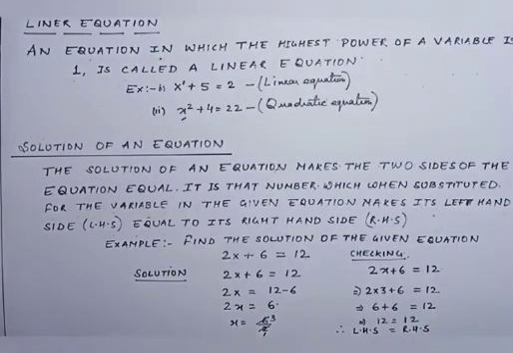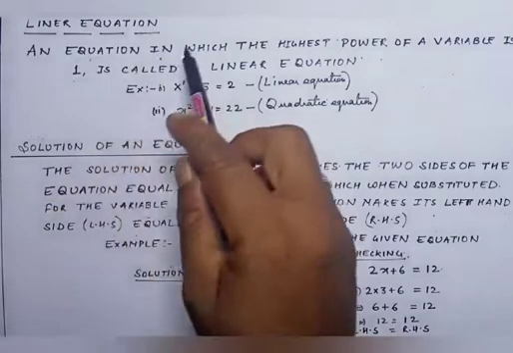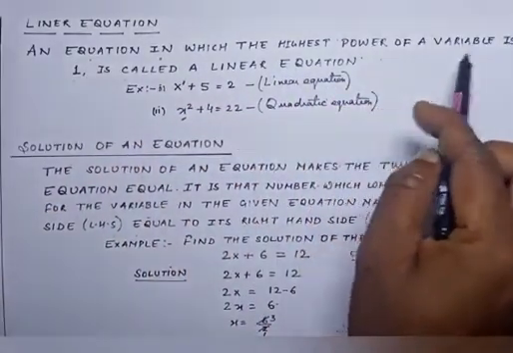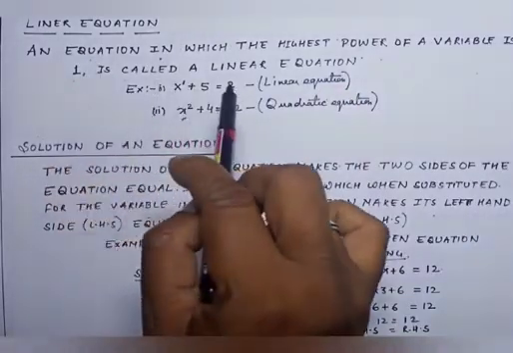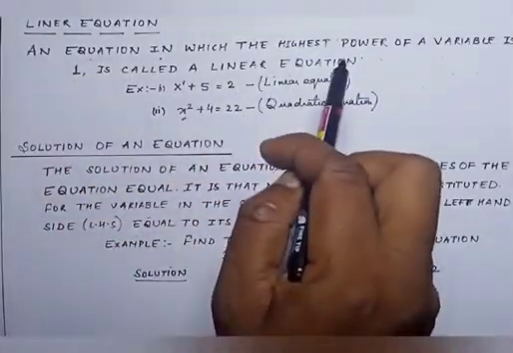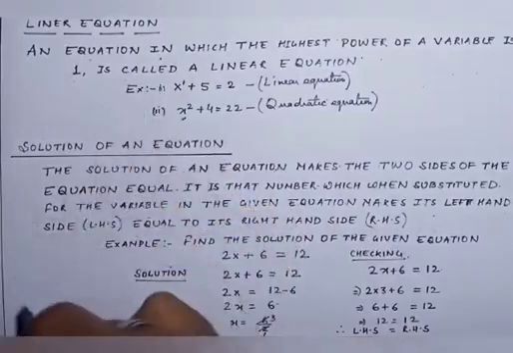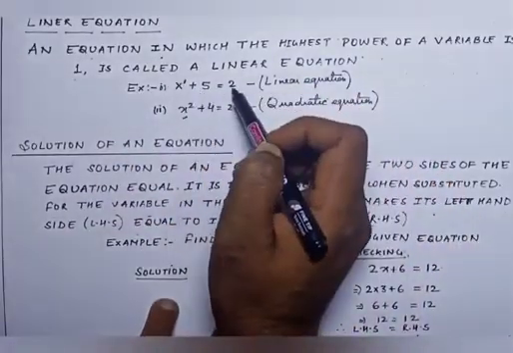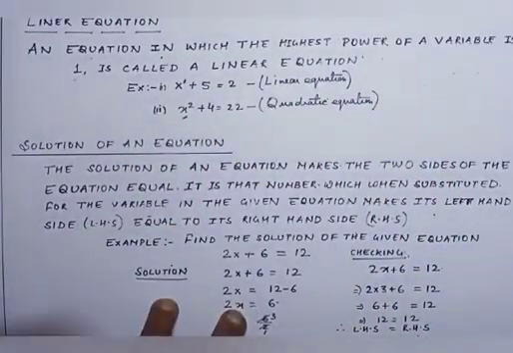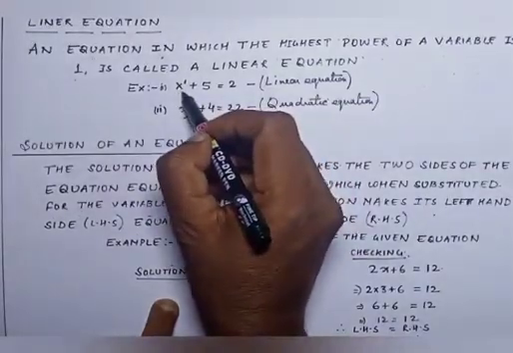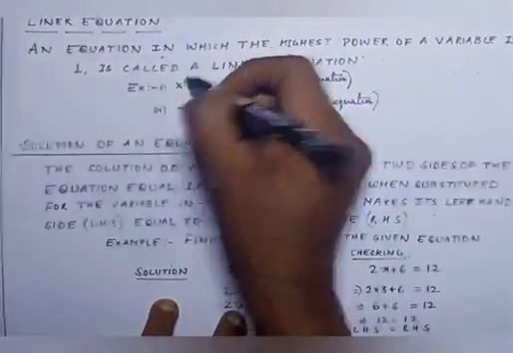Let us move to another topic, that is linear equation. So what is a linear equation? An equation in which the highest power of a variable is 1 is called a linear equation. Let us see with the help of an example. Over here, x plus 5 is equal to 2. Now x is a variable over here whose highest power is 1.